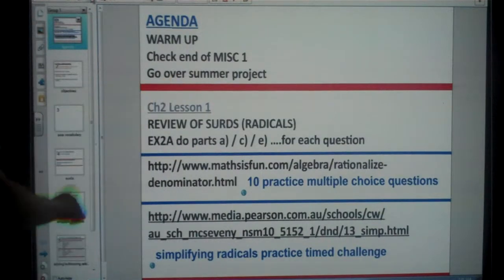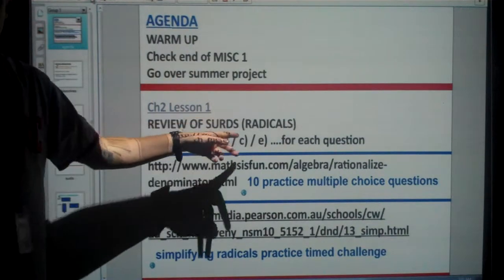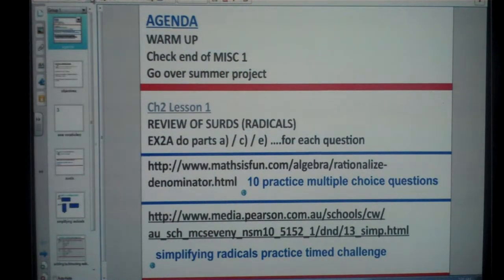The first lesson in Chapter 2, we're specifically going to look at surds, which is the AICE word for that, and you're more familiar with the term radicals. I've posted a couple of websites here that you might want to use as well to try and practice your skills. These are also available on my School Fusion page for my students.